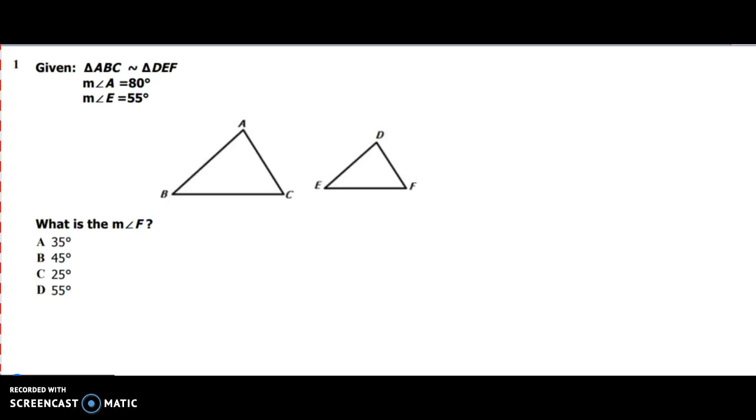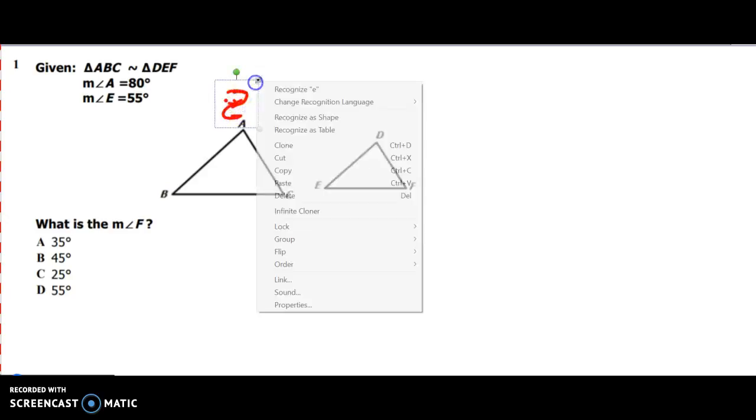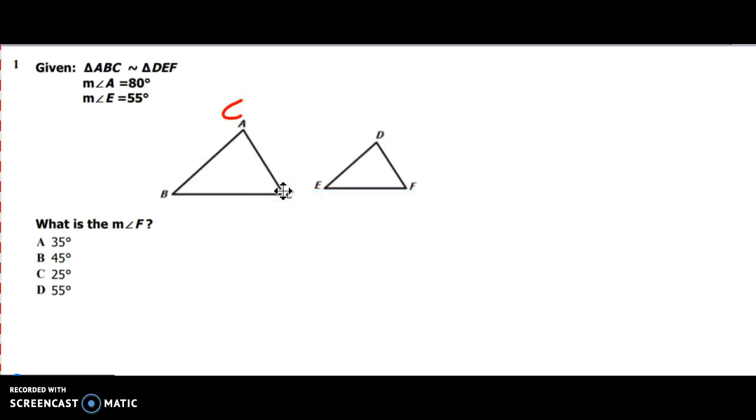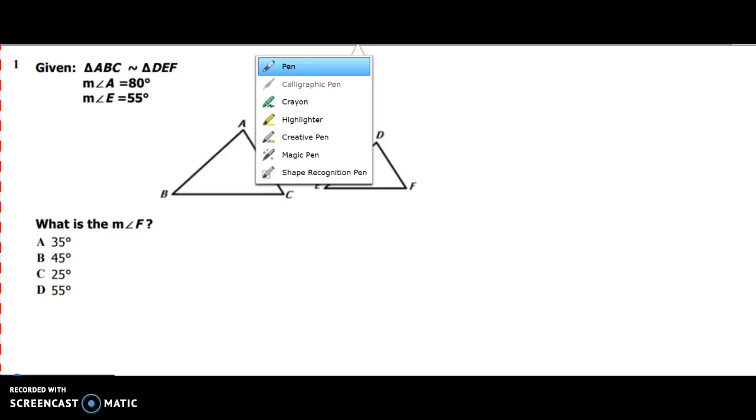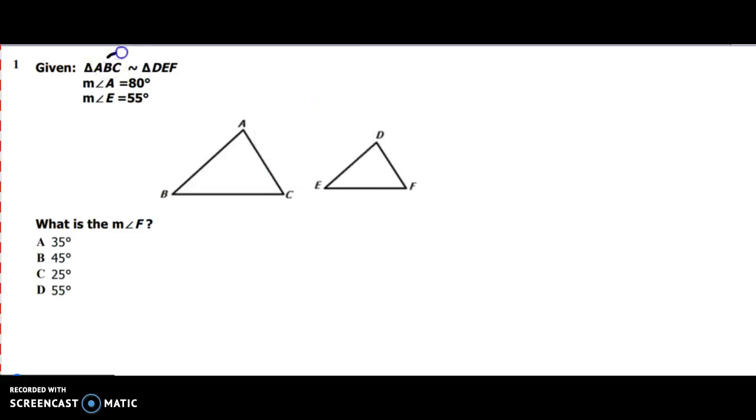You are also told that angle A is 80 degrees, and you are told that angle E is 55 degrees. If we know that these are similar, then we also know that angle B and angle E correspond to each other. So if E is 55, then so is the measure of angle B. So angle B equals 55.